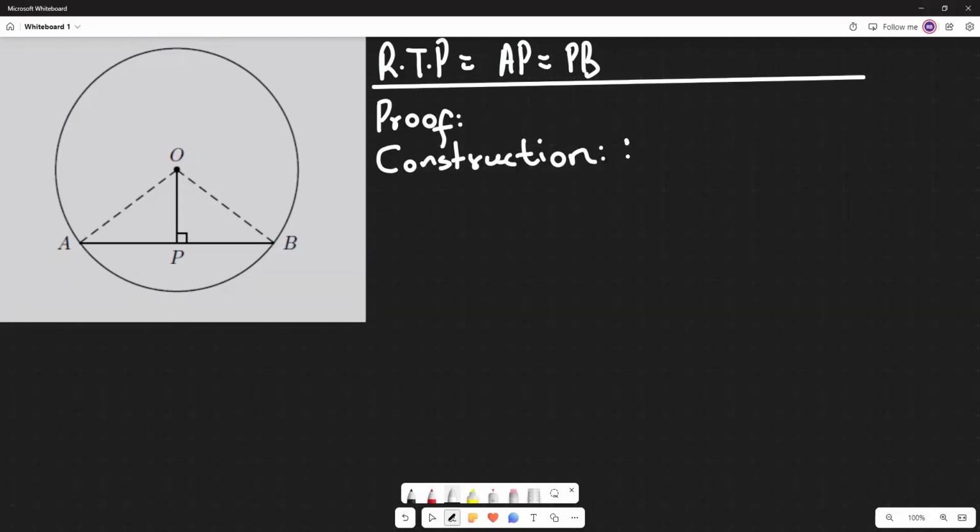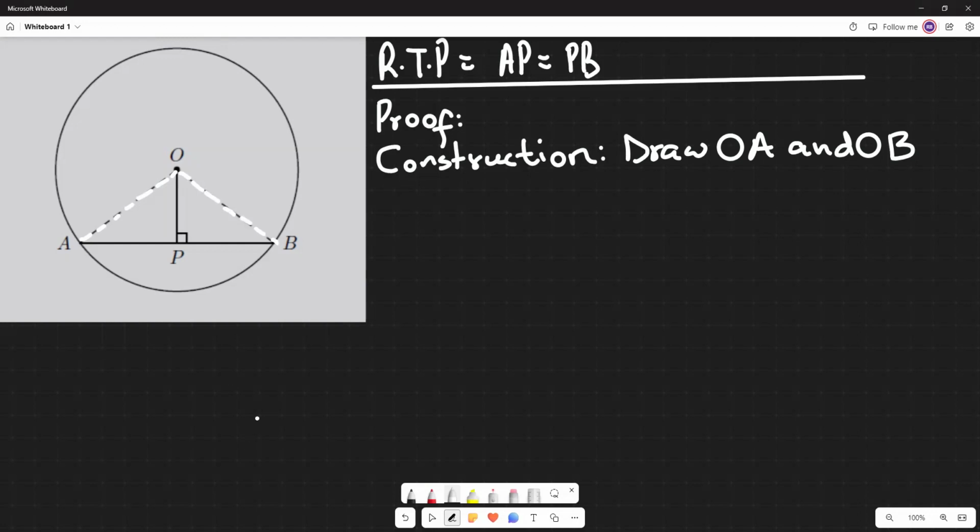Construction, you're going to say draw AO and OB. And then you can see that we drew them there, right? You always use dotted lines to add on anything that was not given. So we have drawn AO and OB. Now we can see, guys, that here we have two right angle triangles, which is this one and that one, right? So I'm going to prove it using Pythagoras first.